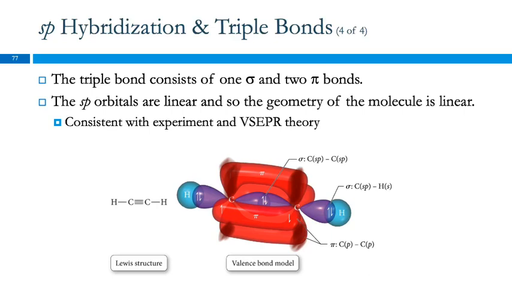Because the sp orbitals are linear, the geometry of the molecule is linear. That's consistent with experiment and with VSEPR theory. So we look at this Lewis structure, right? And we look at this carbon and we say, well, there's 2 electron groups, no lone pairs, linear, right? So this should be linear and that should be linear, and so the whole thing's going to be just in a straight line.